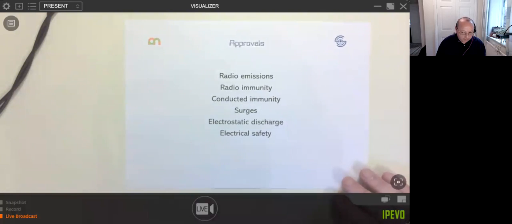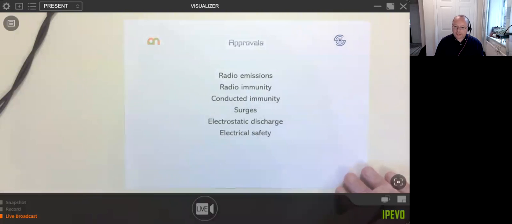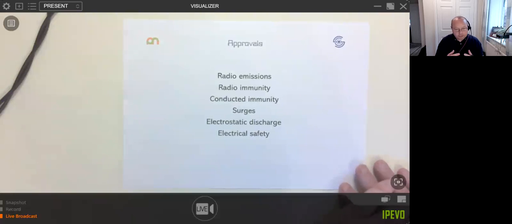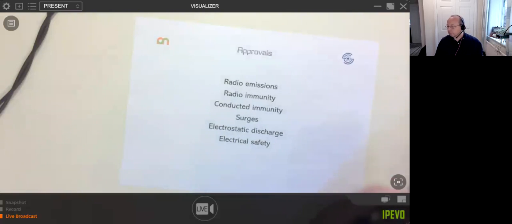So I've got a list here of a few things that all got to work in absolute harmony. Otherwise, it's just not going to happen. And these are very much in the order that we're doing things for our testing at the moment. Radio emissions, every bit of equipment will emit radio waves. And there's a limit you've got to be below.